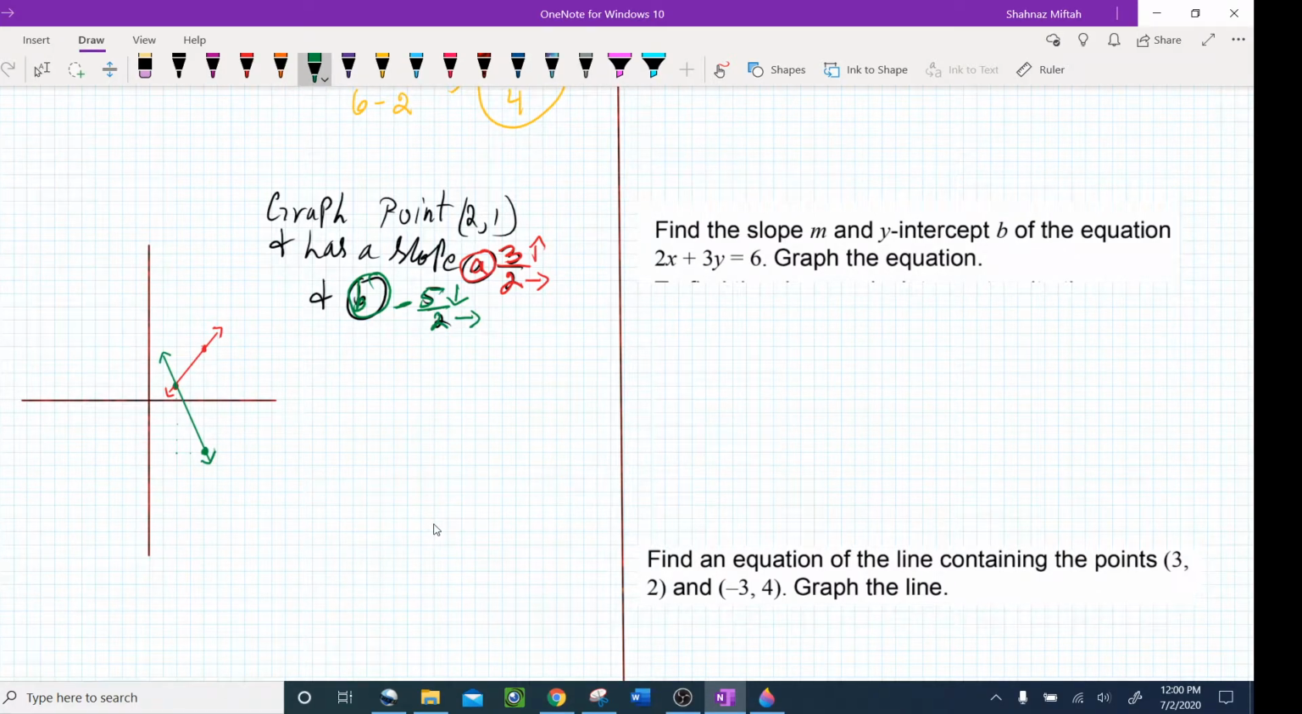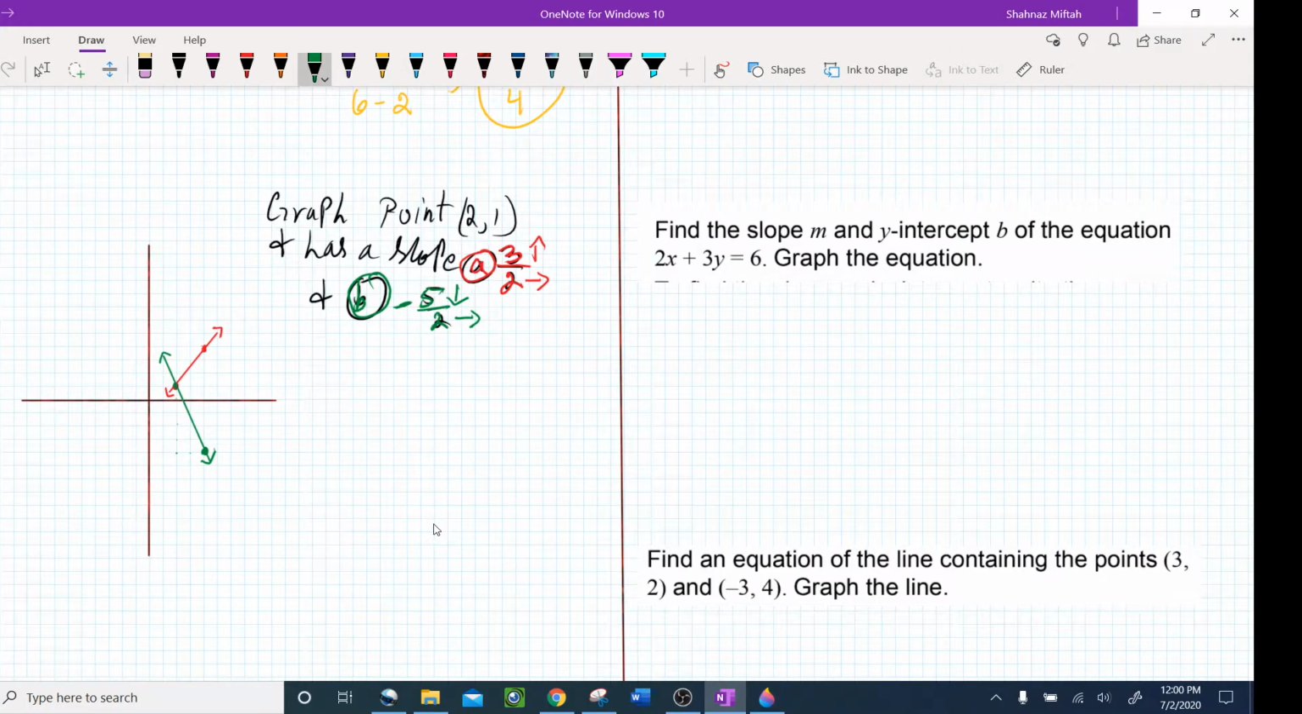Do you see that's a positive slope and that's a negative slope, and they are going in different directions? So that's how you can draw or graph these points. Rise and run and fall and run.